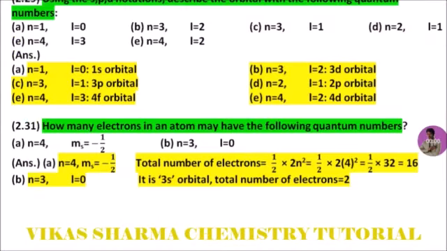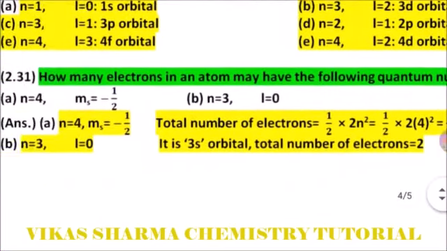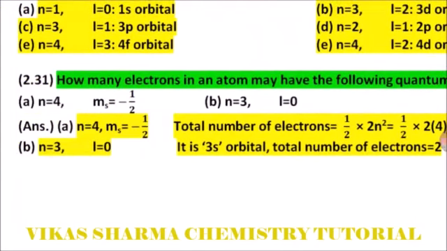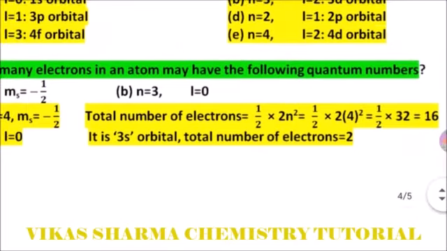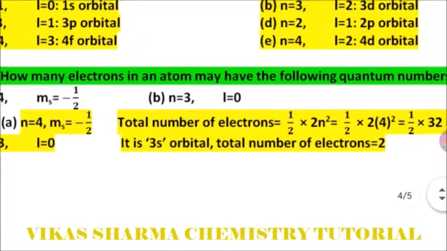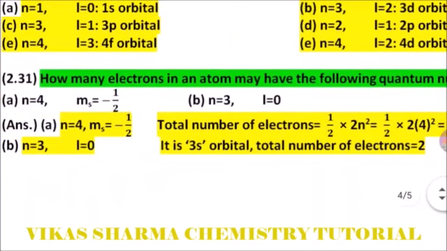Let us start the numerical of NCERT 2.31. How many electrons in an atom may have the following quantum numbers? First, principal quantum number n is equal to 4 and ms is minus 1 upon 2. The total number of electrons is 2n squared, and because half have negative spin, it is 1 upon 2 multiplied by 2n squared, which is equal to 16.